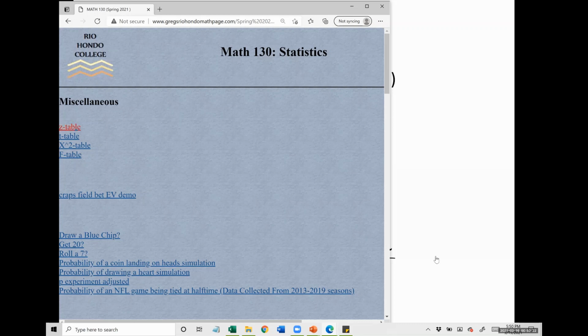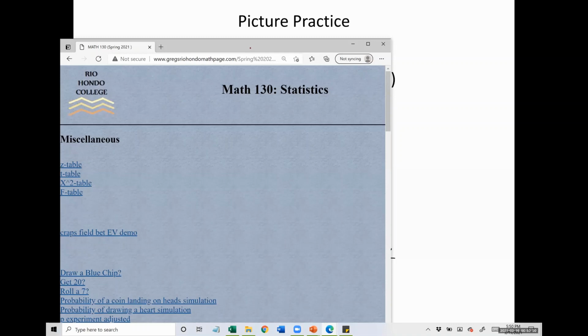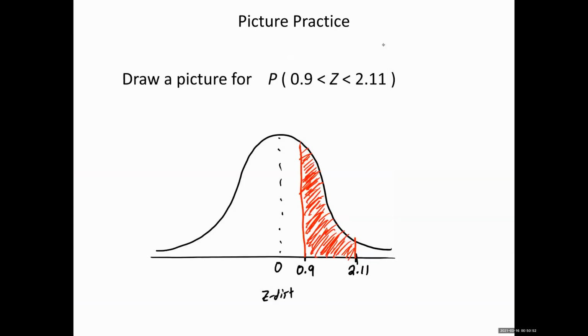So the one that says Z table, that's the one we need for today. So you should print that out. You don't have to print it out, but I advise you to print it out. Okay, so Z table. And again, if anyone missed it, let me just say it one more time. Go to my website, click on our class, scroll down, click on miscellaneous, and then it's the very top table that says Z table. Okay, so print that out and have that ready for what we're going to do today. You don't absolutely have to print it out, but I really think it's a good idea to print it out.